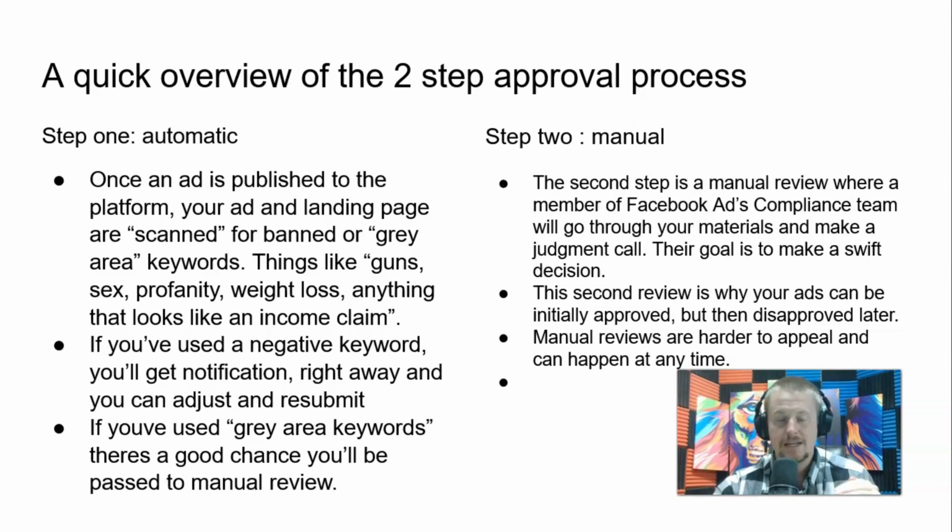They're going to scan the copy, and they're just going to look for gray area keywords like guns, sex, profanity, weight loss, and anything that looks like an income claim. If you use any negative keywords, you'll get notifications right away, and you'll have to adjust and resubmit them. With any of these gray area keywords, you have a good chance you'll just get passed. But if it doesn't get passed, then it goes on to a manual review.